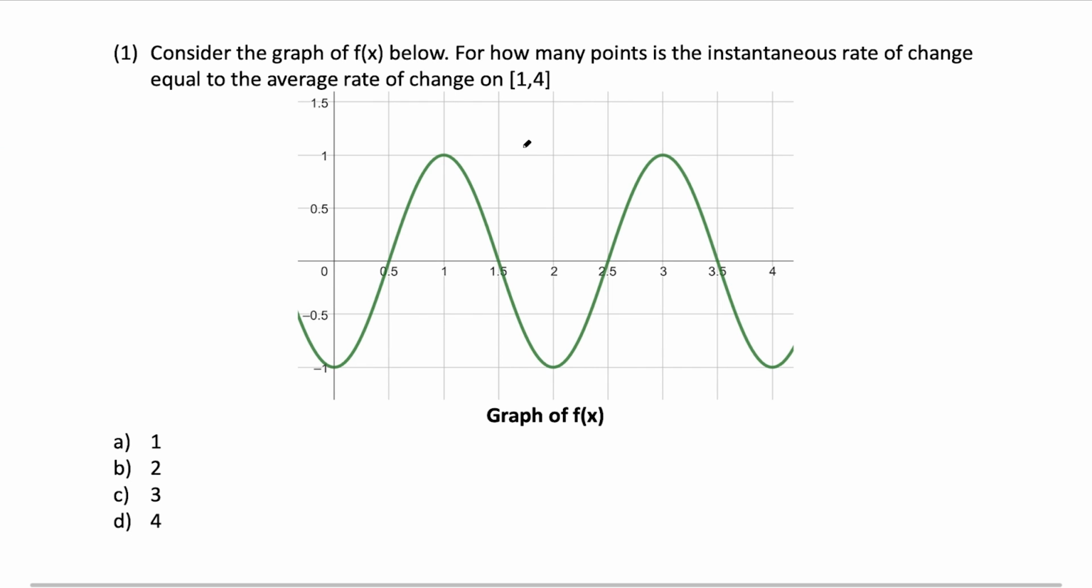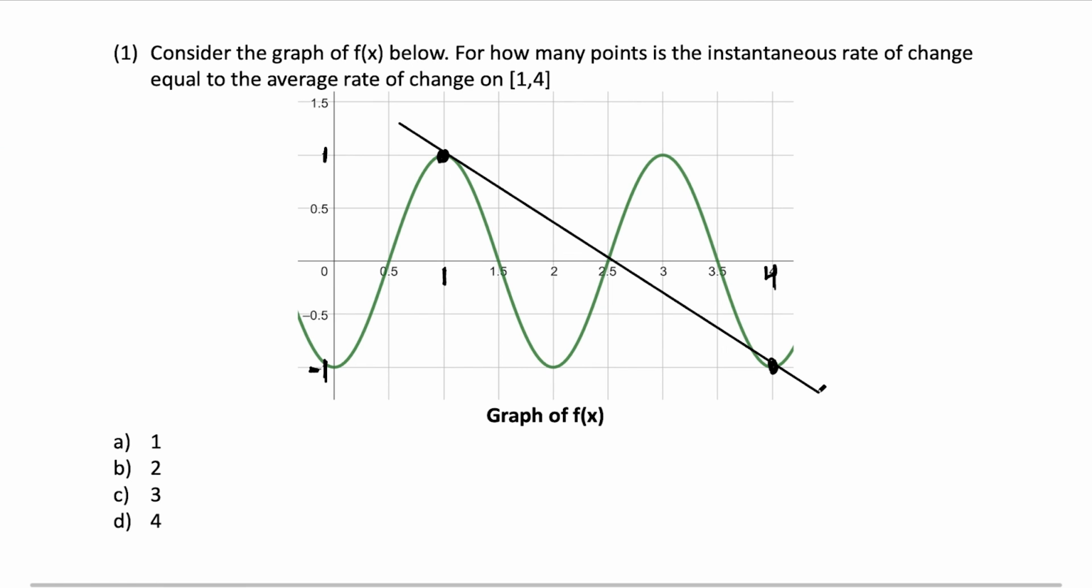We have a graph of f of x, and we want to know for how many points the instantaneous rate of change equals the average rate of change on the closed interval [1, 4]. The first thing I would do is mark off this closed interval. We're going from x equals 1 to x equals 4. I'm going to look at the points on the function: the point (1, 1) and the other point over here at (4, negative 1). These are the important points to highlight. I'm going to connect those points with a straight line, and this line is our secant line.